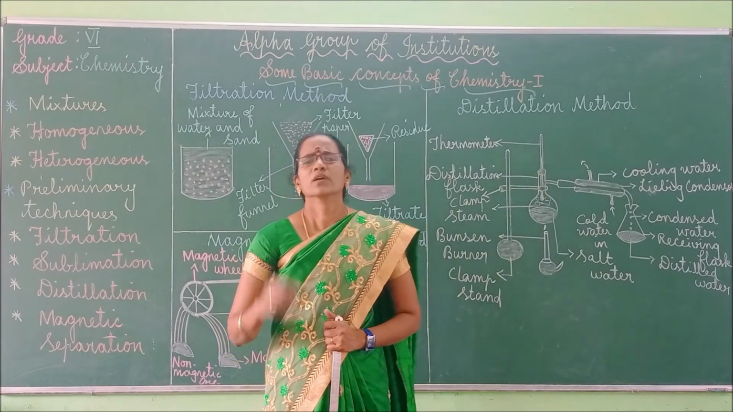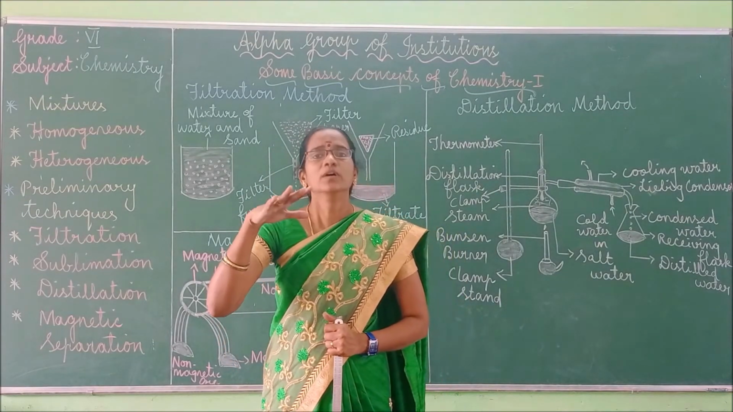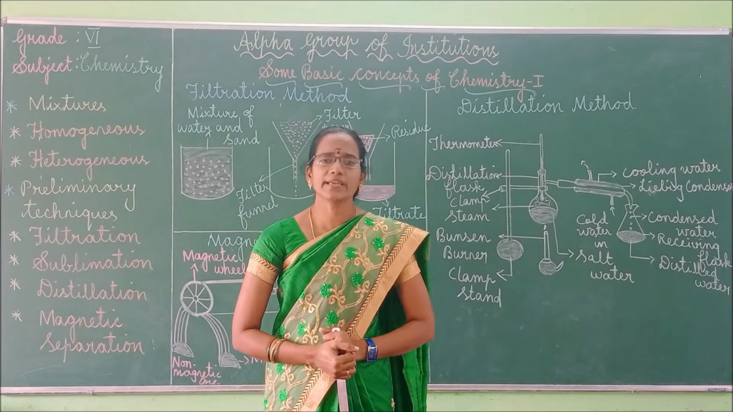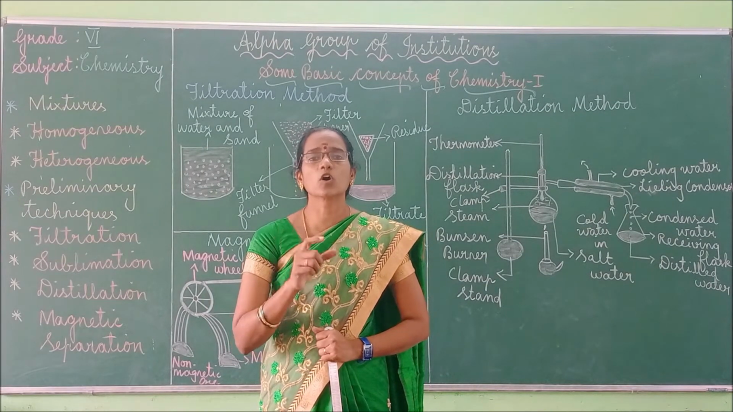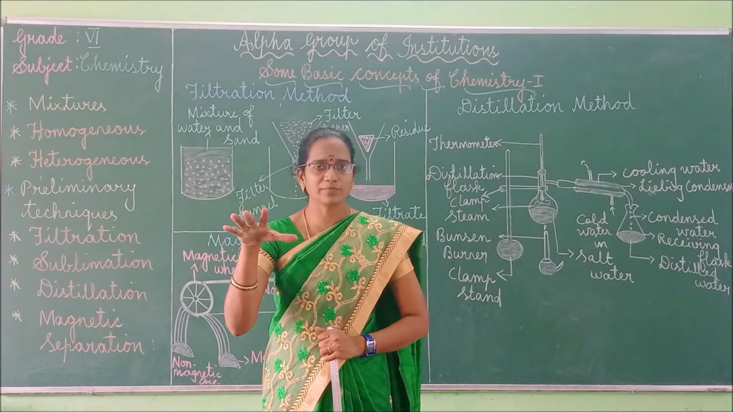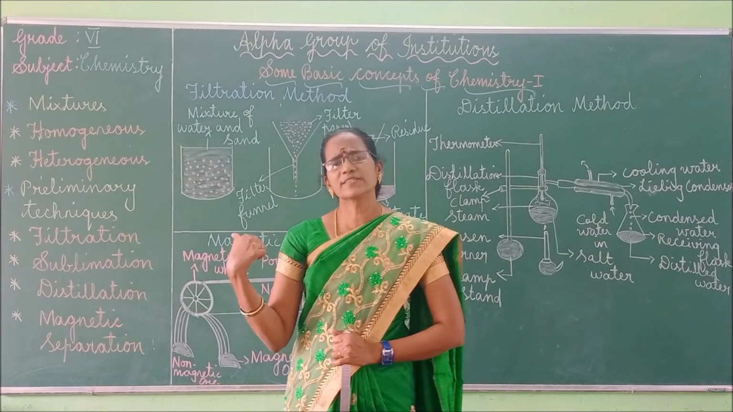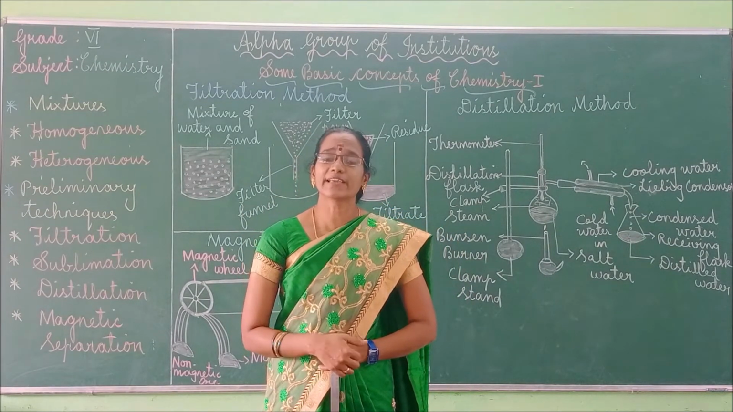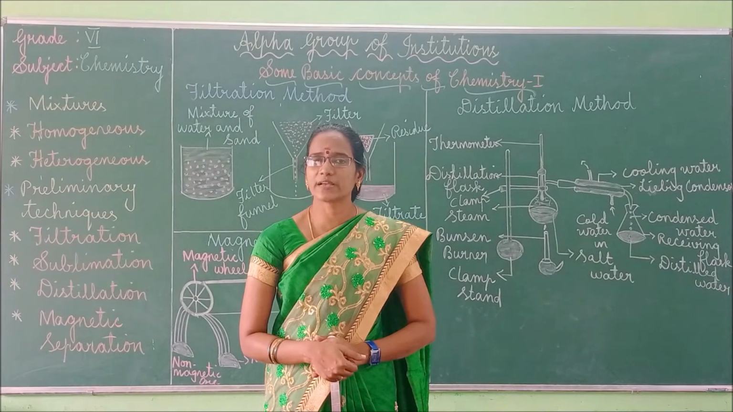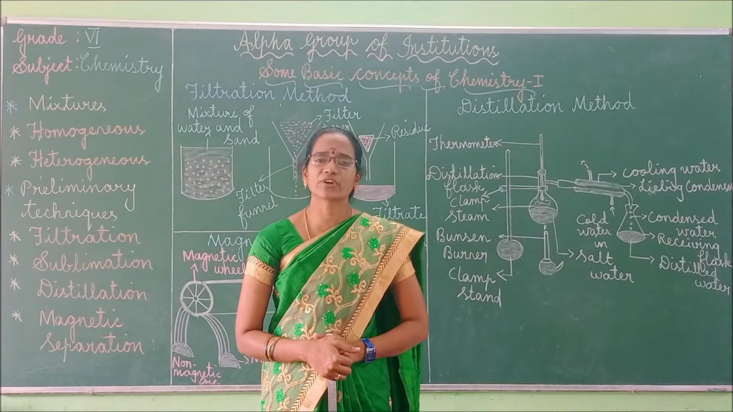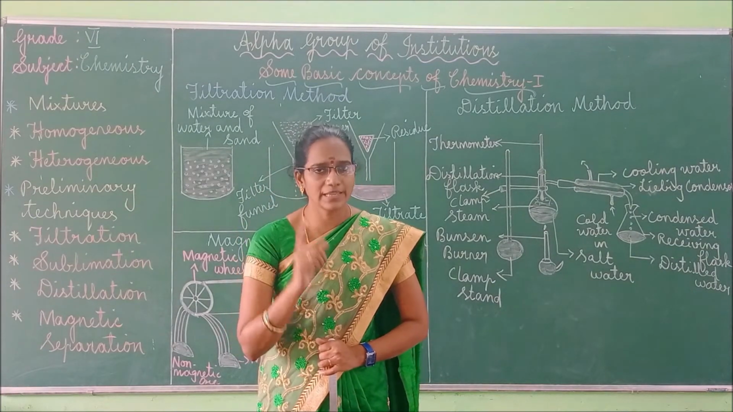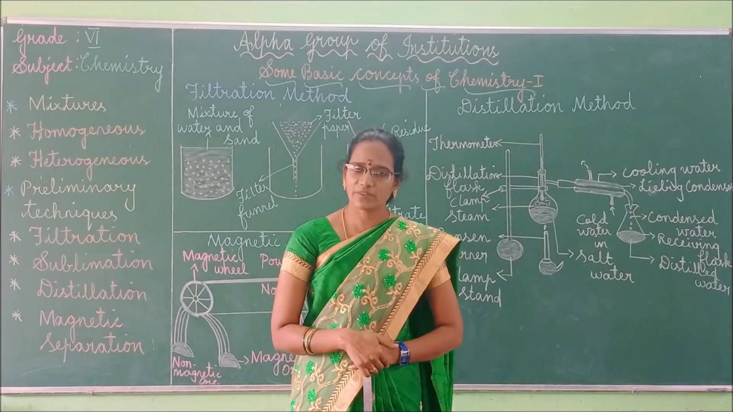For example, snow and ice can sublime in the winter months without melting. Dry ice is otherwise called solid carbon dioxide, and this solid carbon dioxide can sublime. Through this sublimation process, naphthalene can be separated from common salt. So define sublimation: sublimation is the process of converting solid phase into gaseous phase without changing into liquid. Got it, children? Understood? Shall we move to the next one?